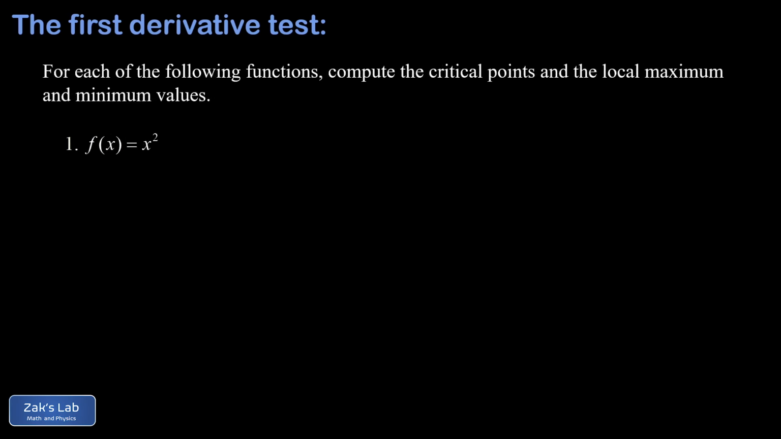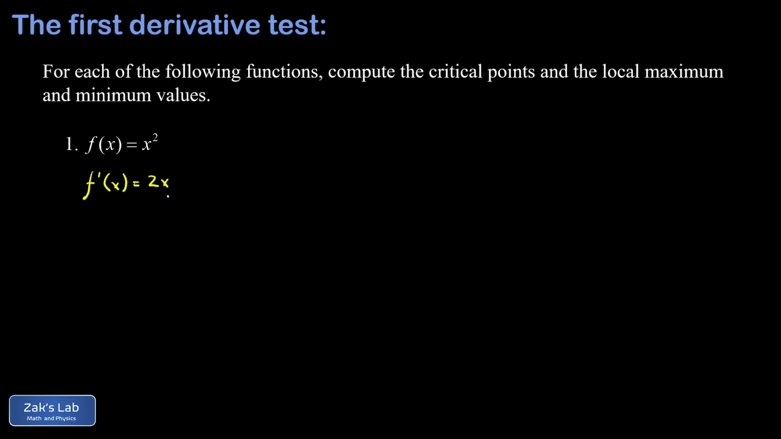Our first example is the simplest parabola. And again, what we're trying to do here is identify all the local extrema just by manipulating the formula for the function and its derivative, but we will verify with a graph when we're done with that. So I have f of x equals x squared. The first thing I'm going to do to search for critical points is compute f prime of x. And f prime of x is 2x.